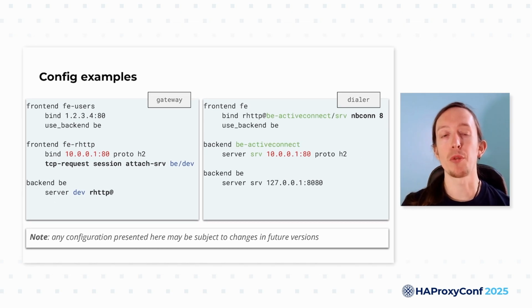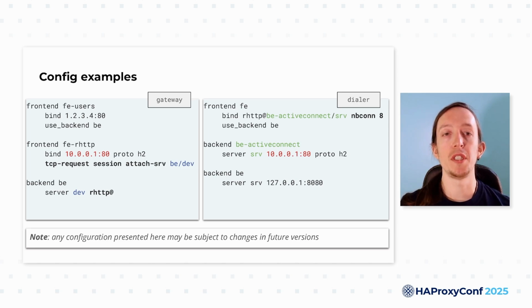If external users connect to the public frontend, they want to access the server labeled as dev. This server uses an HTTP address, which means it cannot initiate a connection on its own. So as the dialer has not yet connected, external users will receive an HTTP 503 error code. There is not yet any service available. The dialers are expected to connect to the second frontend, the RHTTP frontend.